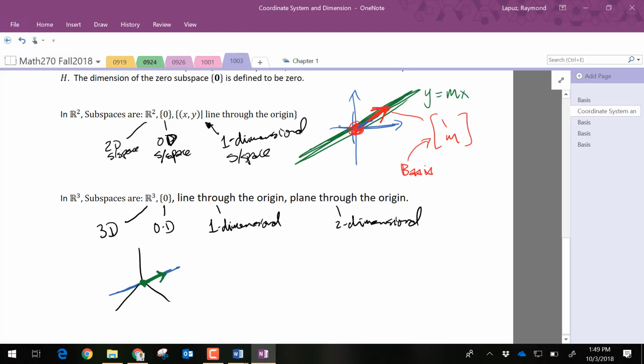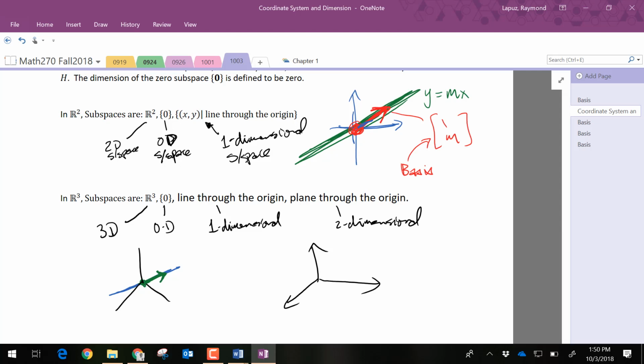Yeah, so the R3 itself? Technically, that counts as a subspace. But in terms of the definition, they say proper subspace. It's not technically a proper subspace because a proper subspace has to have less dimension than the original one.